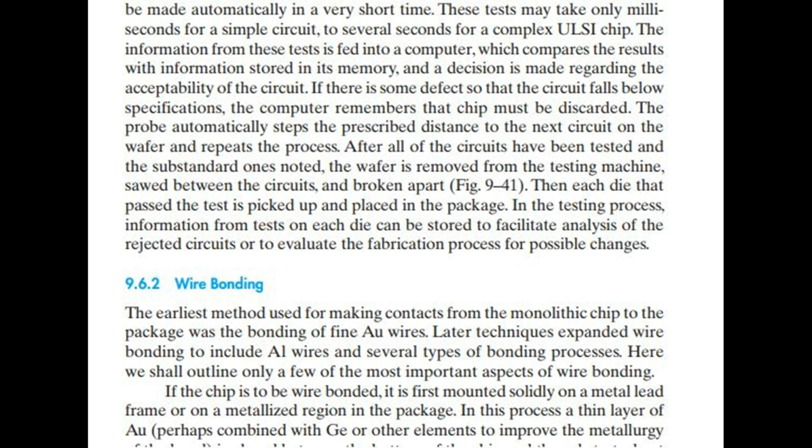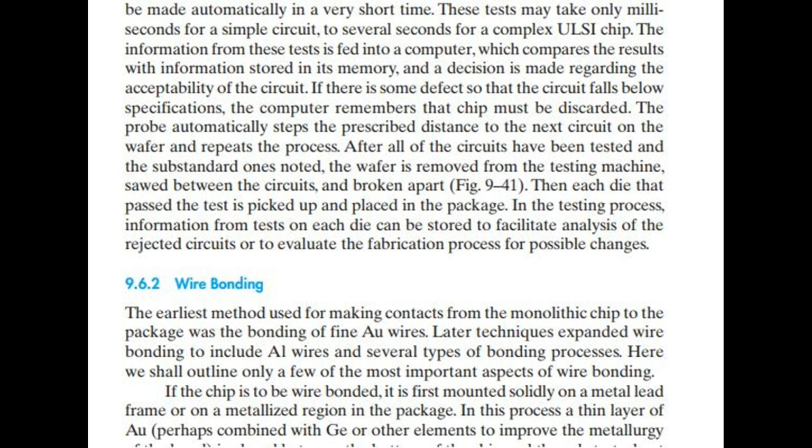Wire bonding. The earliest method used for making contacts from the monolithic chip to the package was the bonding of fine gold wires. Later techniques expanded wire bonding to include aluminum wires and several types of bonding processes. Here we shall outline only a few of the most important aspects of wire bonding. If the chip is to be wire bonded, it is first mounted solidly on a metal lead frame or on a metallized region in the package.